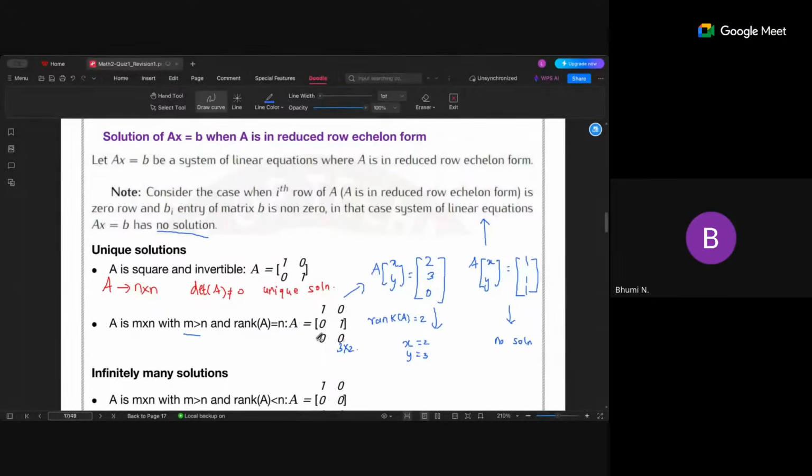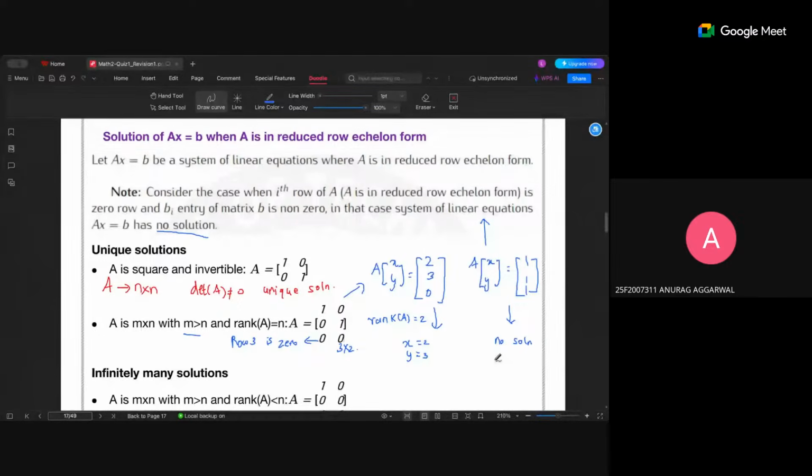Corresponding to the zero row, row 3 is 0 here. So only if b3 is 0, I will have a solution. And if b3 is non-zero, I will not have a solution. Is that clear? I have not understood this.